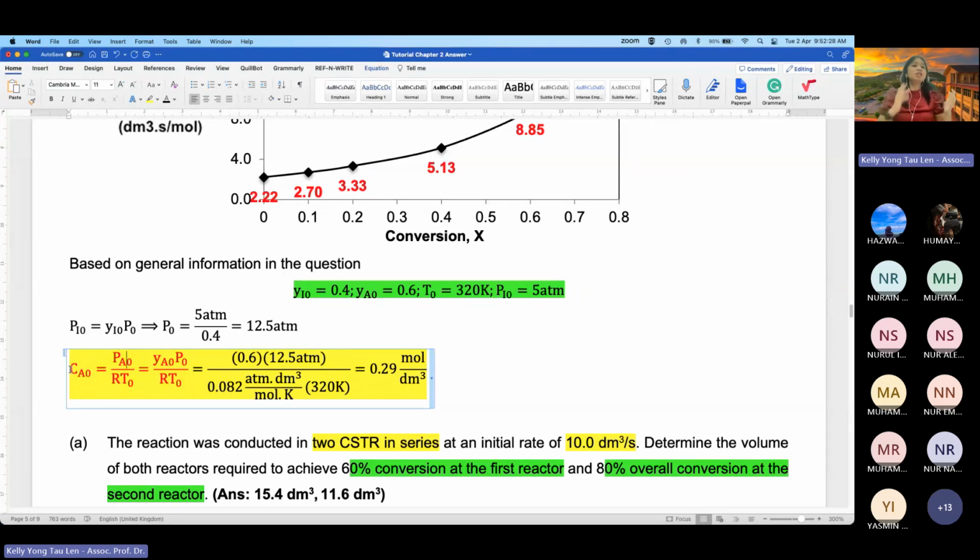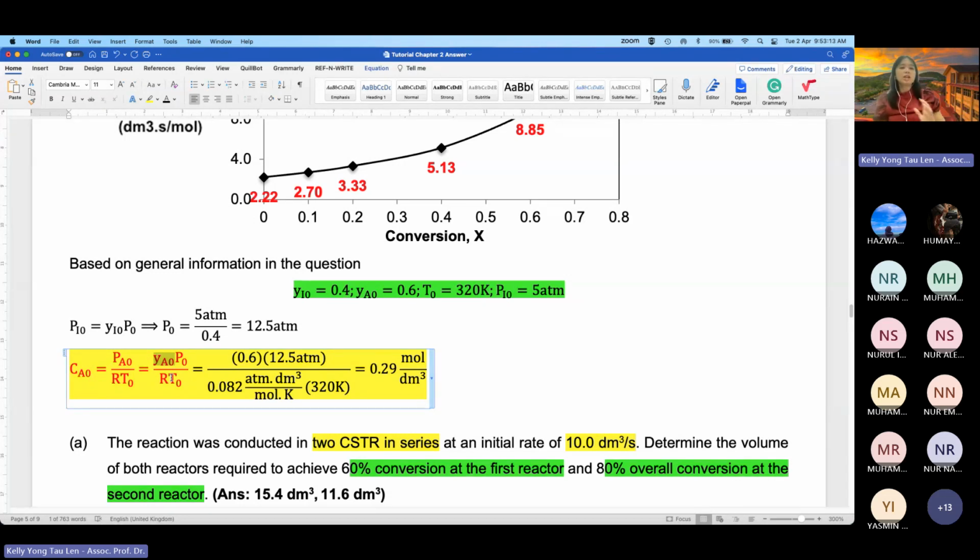So the second version: if you do not know the partial pressure of A, but you know the total pressure of the system, meaning initially you have A and inert, you can also use it, but that is represented by P naught. P naught represents the total pressure that comes from your A and your inert. But when you have the total pressure, you must multiply with YA naught, the initial mole fraction of A, because you have learned in Raoult's law that the pressure of A is equal to the mole fraction of A multiplied with the total pressure. Both are also divided by RT naught.